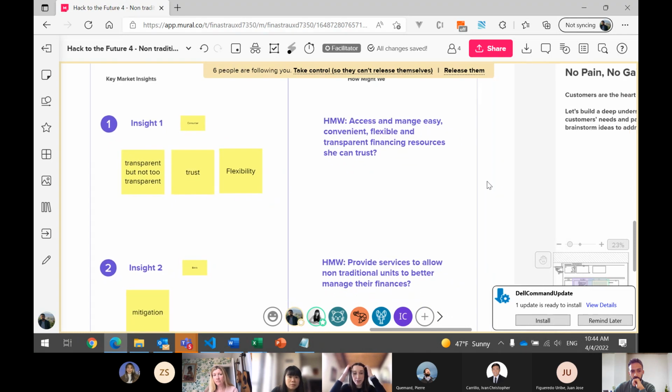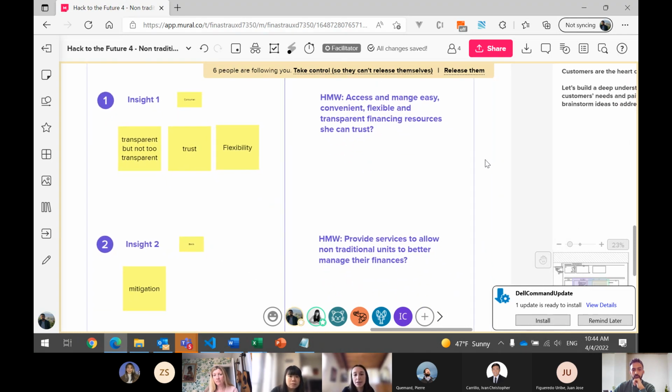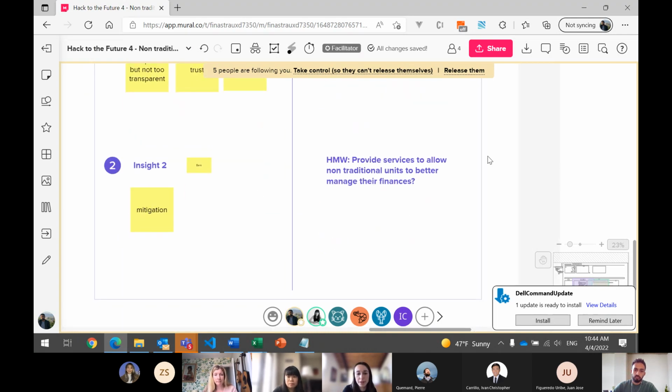So I've added to this how might we question: how might we access and manage easy, convenient, flexible, and transparent financing resources she can trust? Do we feel like this embodies what we're trying to solve for here, Jolene? I think so. Great. And why don't we move to, again, our insight 2, right?